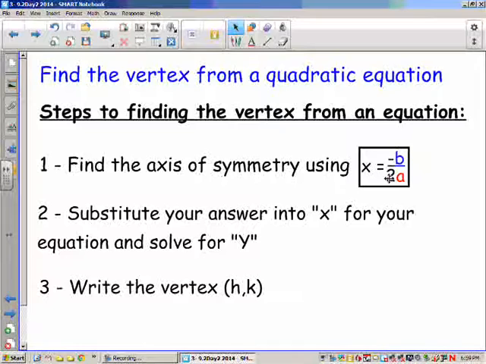You want to have that written down whenever you're working these problems. Substitute your answer into x in the equation and then solve for y. And then we'll write the vertex. It will be the ordered pair x and y. We call it (h, k) if you can remember from our work in transformations.